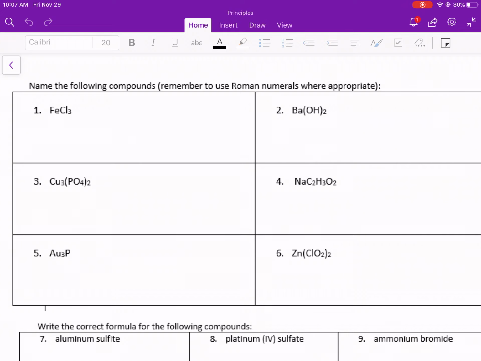All right, so we're going to get a little bit more practice with naming and formula writing for ionic compounds, including some transition metals and also including some polyatomic ions in some cases. So you need to get your periodic table out, and then you can write these examples in your notes.